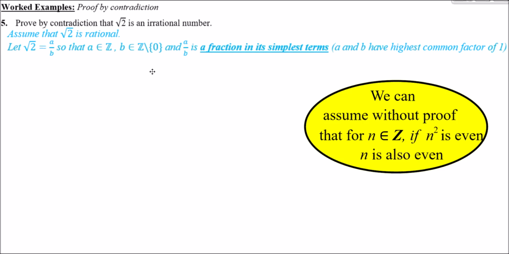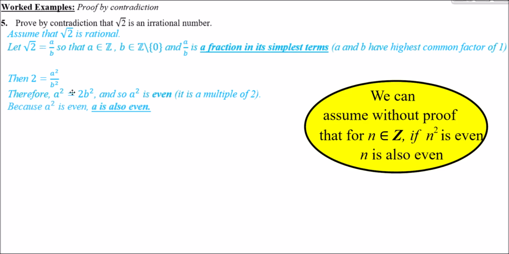So with this established, the next step is we square both sides. Root 2 squared is 2, and a over b squared becomes a squared over b squared. Multiply both sides by b squared, and we get that a squared equals 2 lots of b squared. And so a squared is even because it's b squared multiplied by 2. So a squared is a multiple of 2, therefore it's even. We can then use this here. Because a squared is even, we can now say that a must be even too.